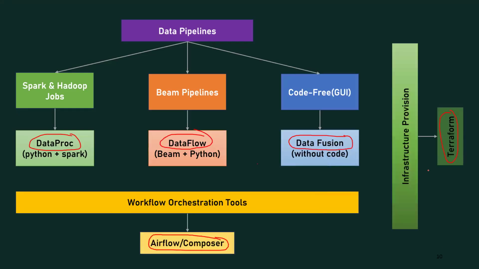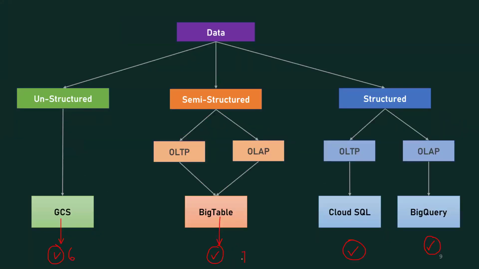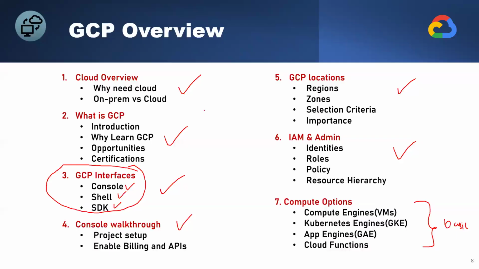So if I have to count, 1, 2, 3, 4, 5, and we have 6, 7, 8, 9. Okay, the basic idea of all of this. I think one more is also Pub/Sub, which makes 10. Okay, total 10 data engineering tools on a basic overview and how to work with all of these things. And one more thing is the detailed basic concepts of the GCP overview. So how to work with the GCP interfaces, console walkthrough, locations and admin. These concepts are the same in advanced and real time. So these concepts we are going to cover in detail.